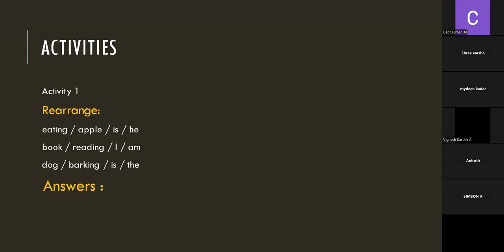Now, we'll do the activities here. We'll start the session now, right? First activity for you here, I gave 3 questions to you. You guys have to answer me. The first question: eating, apple, is, he. Second question: book, reading, I, am. Third question: dog, barking, is, the. Take some time to answer my question.